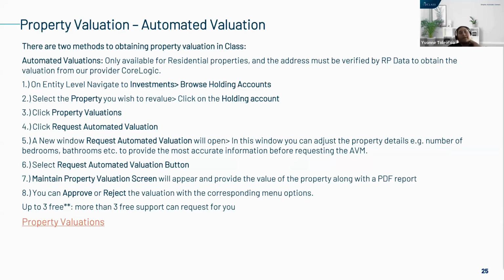Now, with the automated valuations, you do have up to 3 free valuations per fund. So if a fund has more than 3 residential properties and you'd like a valuation for the fourth, or however many more the super fund has, you can reach out to the support team to request additional valuations for you. I'd also like to mention that we are working on automated valuations for commercial properties soon, so please keep an eye out for this. At the moment, it's just residential, but we're working on commercial.